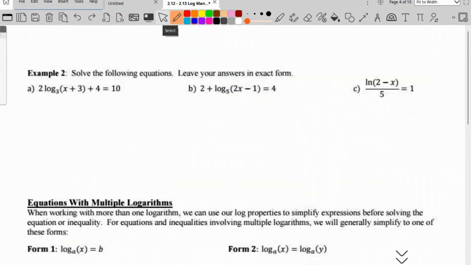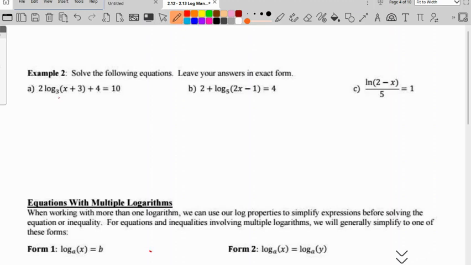All right, then it says, solve the following equations, leave your answer in exact form. Okay, so this time we're solving logarithmic equations where there's only a single log. So again, this is problems that only have a single log. So we want to isolate that log by itself, and then we'll rewrite it in exponential form to finish solving. So let's go ahead and try that.